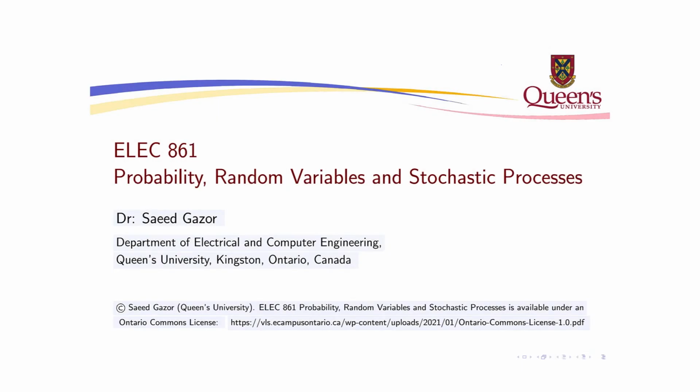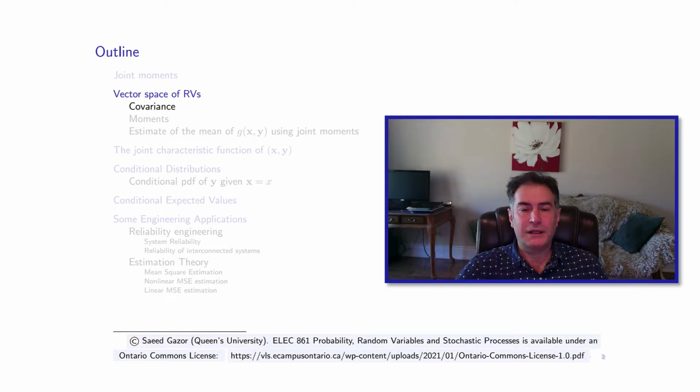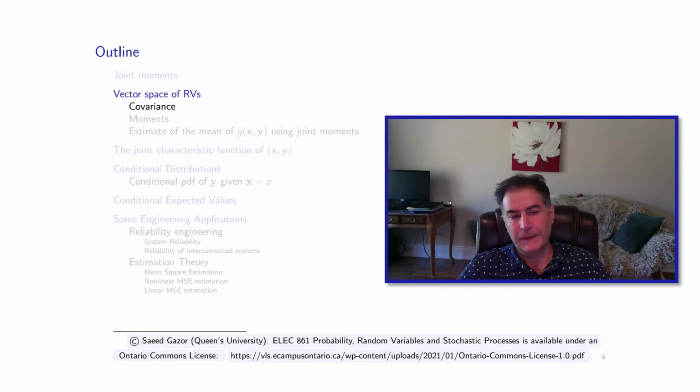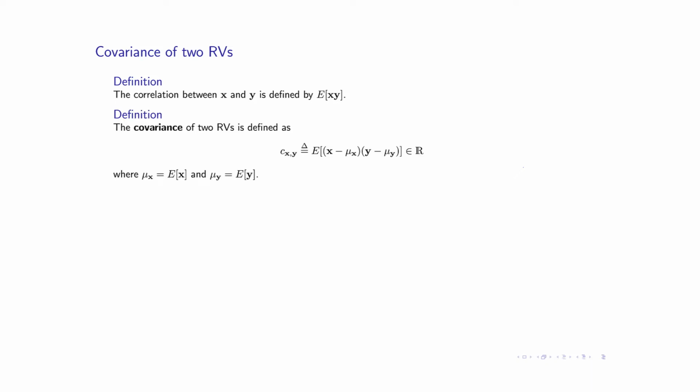In this video, we'll define some new notation and terminology: covariance, independence, and correlation. This is just for two random variables, but you can define these things in the next chapter for multiple random variables. For two random variables, the correlation is defined by the inner product, or the mean of the product of x and y.